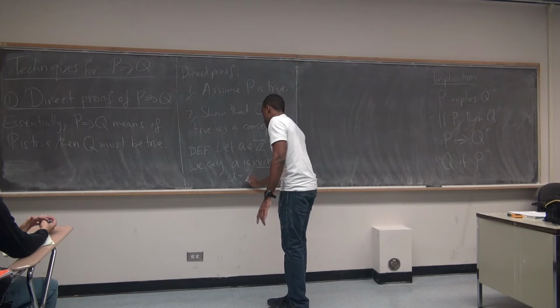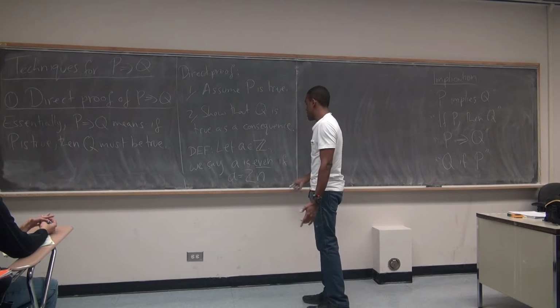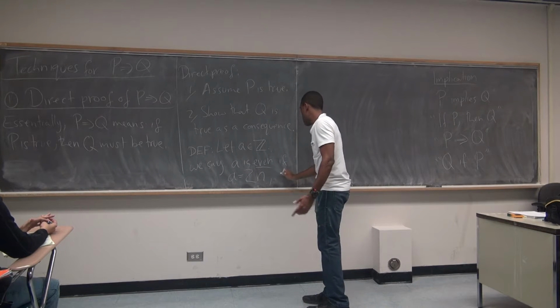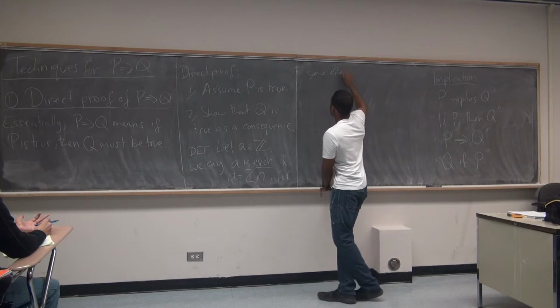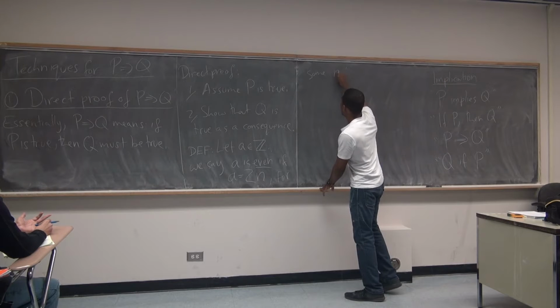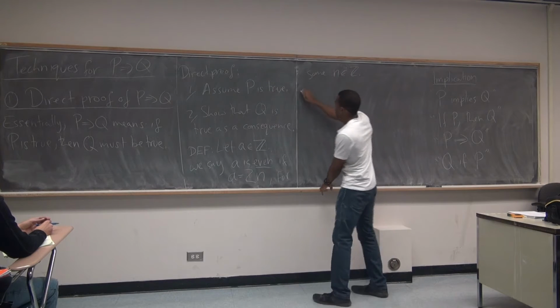It's a multiple of 2. It's 2 times another integer, right? It's 2n for some n in Z, right? That's what even means. Definition.